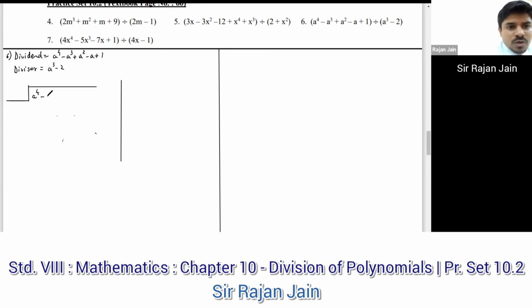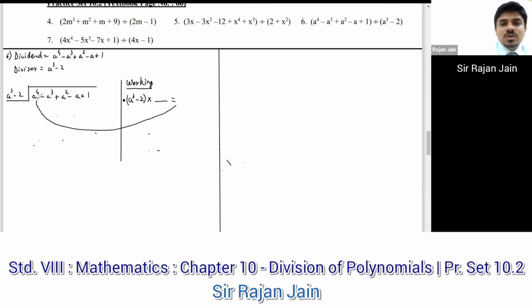So a raised to 4 minus a cube plus a square minus a plus 1, and this is a cube minus 2. So now you will take the working. अभी working क्या है? First step, you take your divisor as it is, which is a cube minus 2. इसको किससे तो multiply करो, and your target is always to get the first term of your dividend. My first term of the dividend is a raised to 4. So I write a raised to 4 as it is.